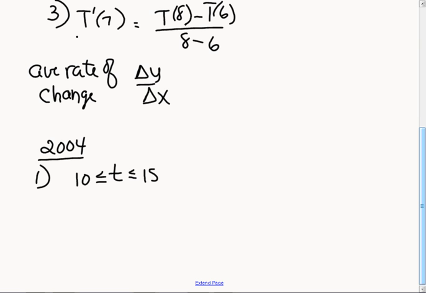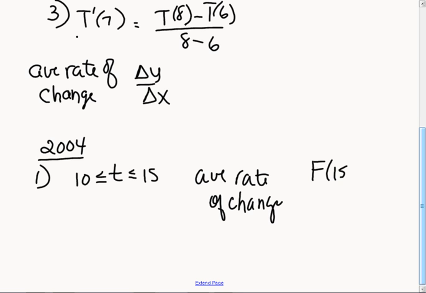Slope. I want the average rate of change. Okay, Grant? I want the average rate of change for this one. So it's going to be f of 15, because they give you the formula. I'm not going to read it out of a table. So this is a calculator active problem. F of 10 all over 15 minus 10.